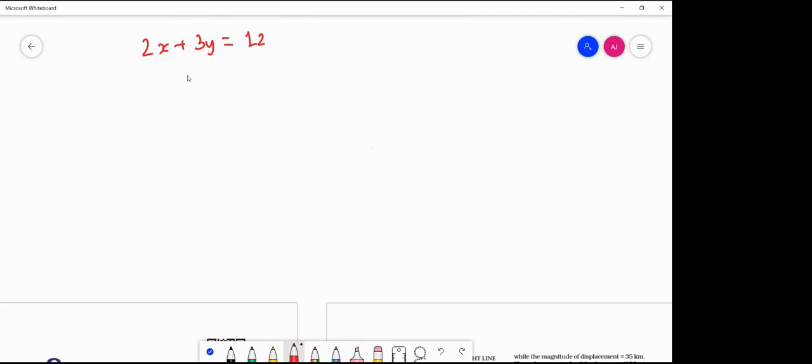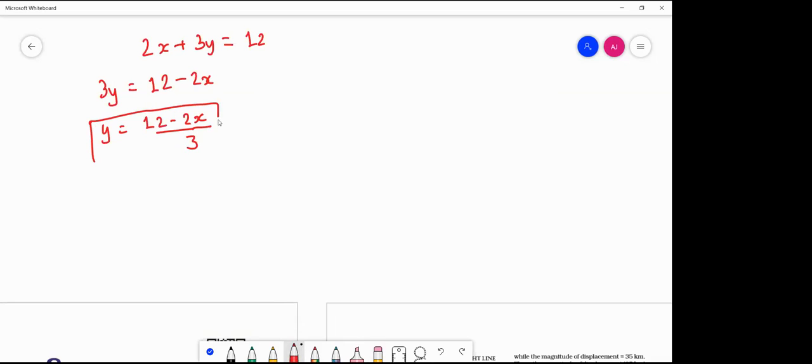Now in this case, if you want to find y in terms of x, what you need to do? 3y equal to 12 minus 2x, because 2x will go to that side and the sign of 2x is positive. Now if I transfer 3 to the other side, it will become y equal to 12 minus 2x upon 3. So I got y in terms of x. Did you understand how I did this? Yes, sir. Okay.